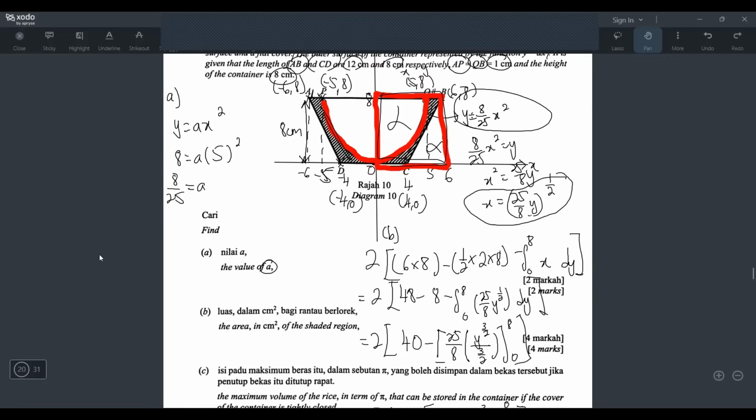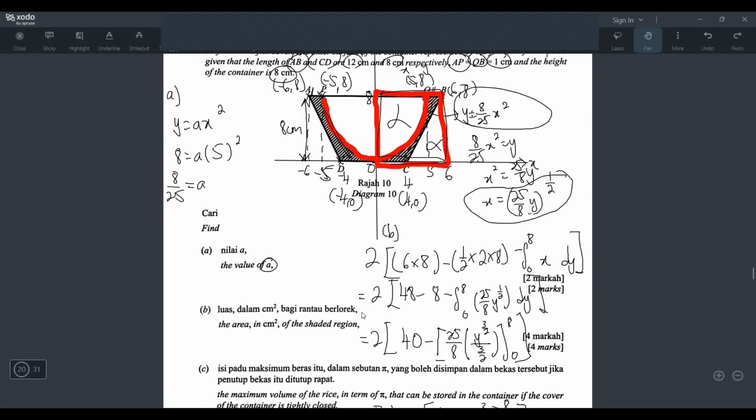I must have made a mistake, right? Area cannot be negative. Area of shaded region. Where did it go wrong? Okay, let me check again. 6 times 8. That's the area of rectangle, right? And then minus with triangle. 1 over 2 times 2 times 8. So you end up with 8 here. The 8 minus 8, 40.